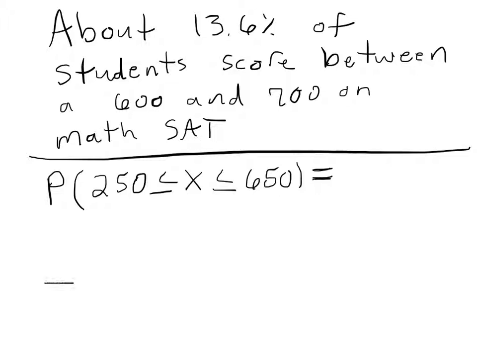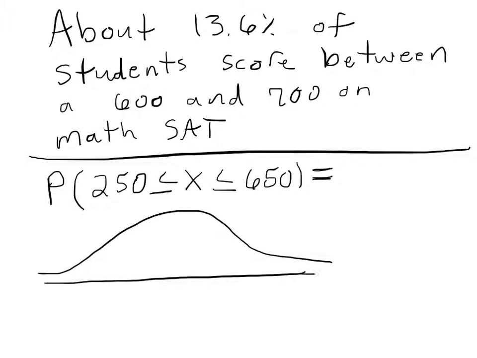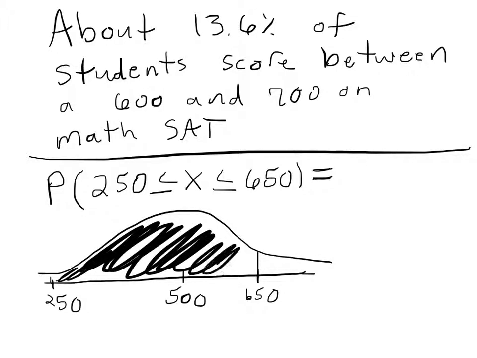I always draw the picture when I'm doing these problems. Got 500 in the middle. 650 will be about out here. 250 will be about way out here. So I'm looking for all of this. This area under the curve is going to be the proportion of students that score between a 250 and a 650, approximately.